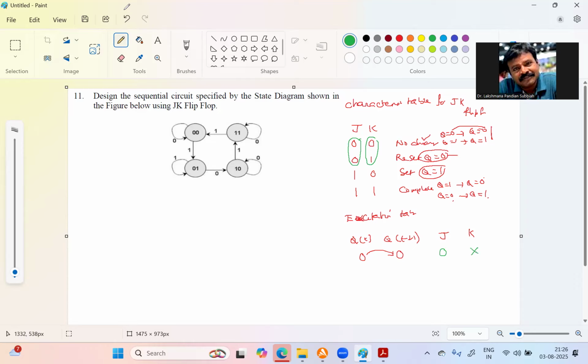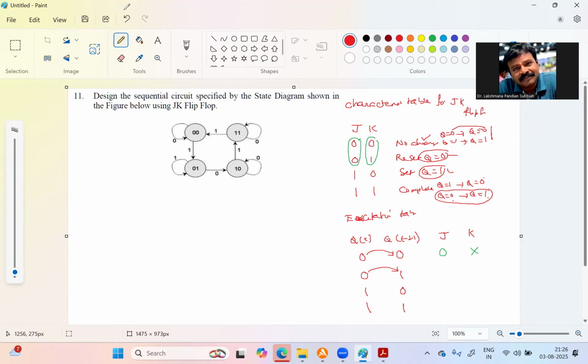Here K may be either 0 or 1, don't care, then we are having a transition 0 to 0 itself. Next one is 0 to 1. So another possibility, right? You are having all possibilities, so you write 0 0, 0 1, 1 0, 1 1. Now here we are having 0 to 1 change. One possibility is complement. 0 to 1 can be changed.